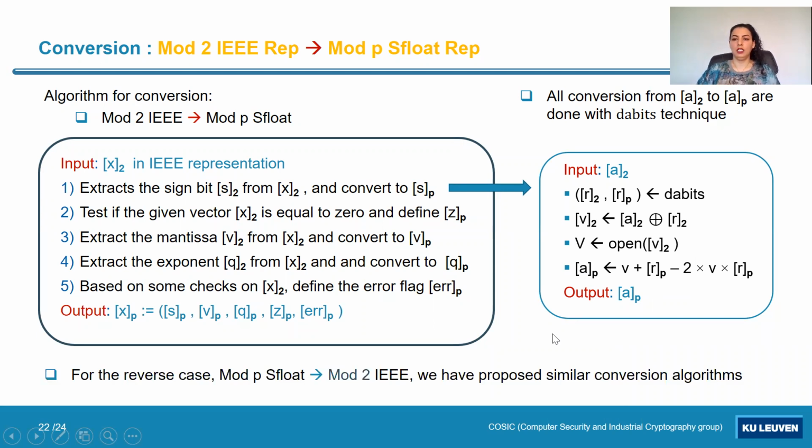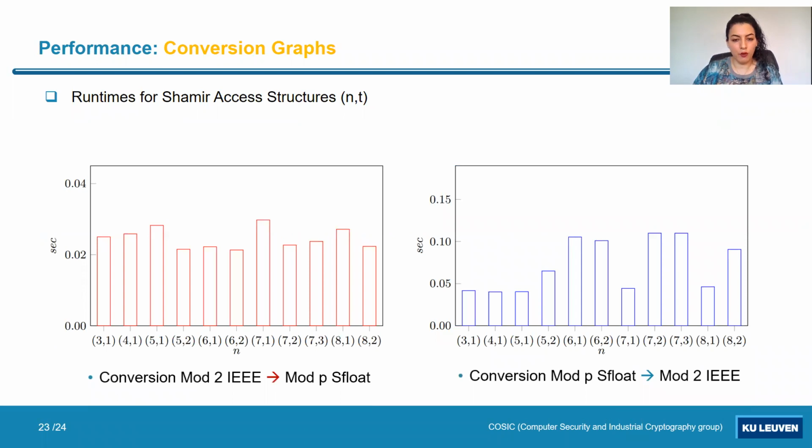And we have another conversion algorithm to convert from mod P words to mod 2 words for other purposes, like comparisons and other things that I mentioned. Here is the performance of our algorithms. Again, I put the graphs of the Shamir access structure, with time in seconds and the number of parties and threshold that we have.